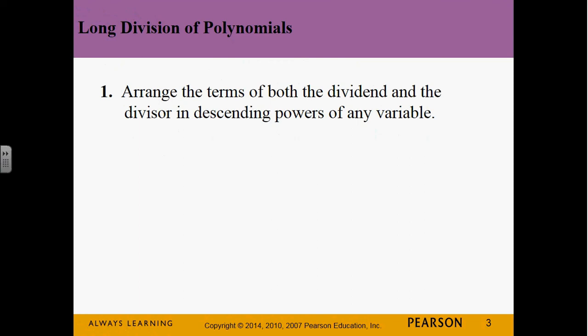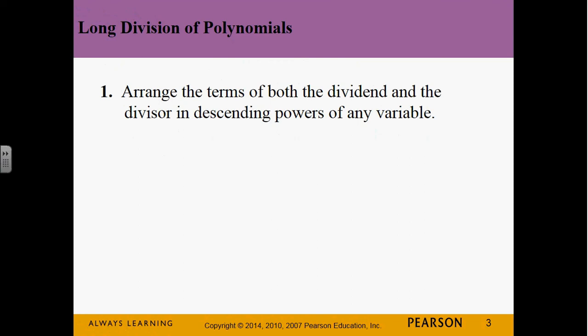Who here knows how to do long division by hand? If I tell you to divide 25 into 5,327, you would write it out, and you could do that by hand, right? Hopefully. If not, come and see me. We'll talk about it. But hopefully everybody can do regular long division. Long division with polynomials is going to be the exact same process.